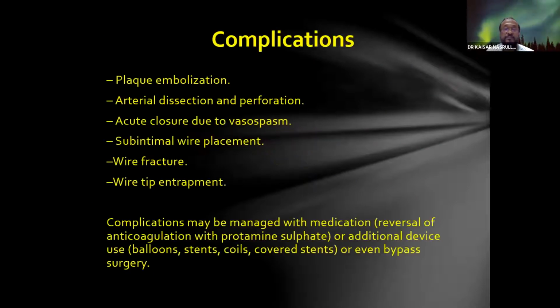Now complications. Sometimes a wire can cause plaque embolization, arterial dissections, perforation even, but wire perforation is not a serious one. Just pull out the wire, it is okay. Sometimes it goes to the subintima, and you have to be very careful. You might put the stent in the subintima as well. Sometimes there could be wire fracture or wire tip entrapment, especially when you jail the wire in a bifurcation lesion, putting a stent in the main vessel.